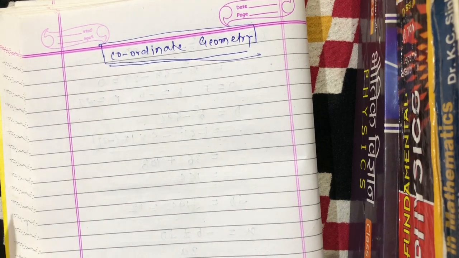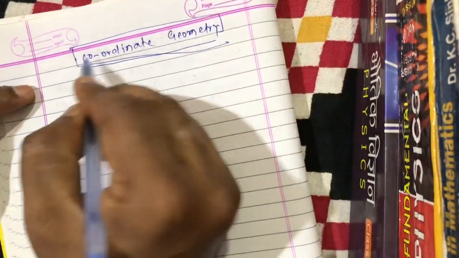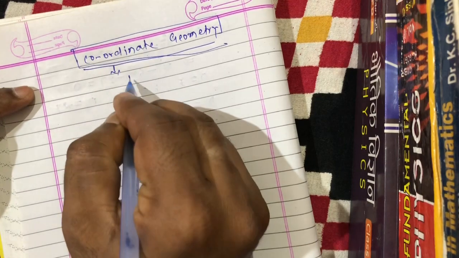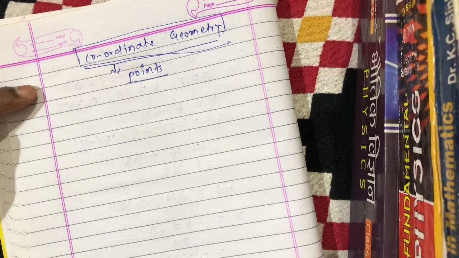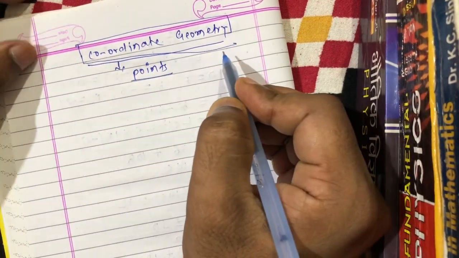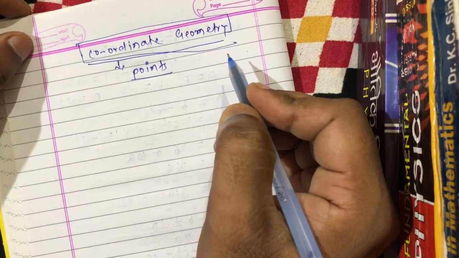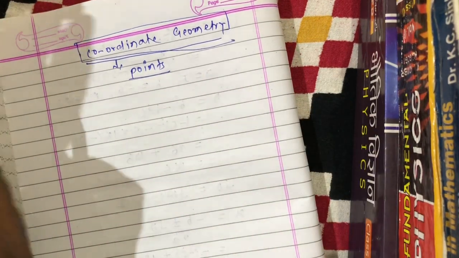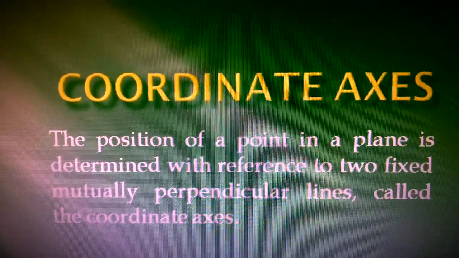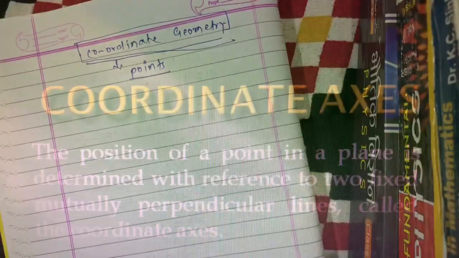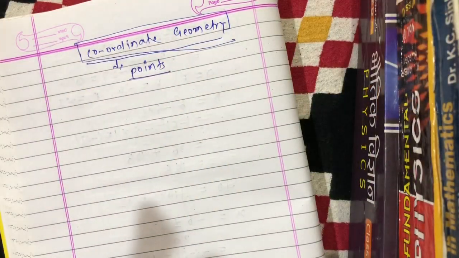quadrants. Okay, let's start. Coordinate geometry mainly deals with how we represent points with reference to a plane. To represent a point, first we need coordinate axes. The coordinate axes are two mutually perpendicular lines which are used to represent points.